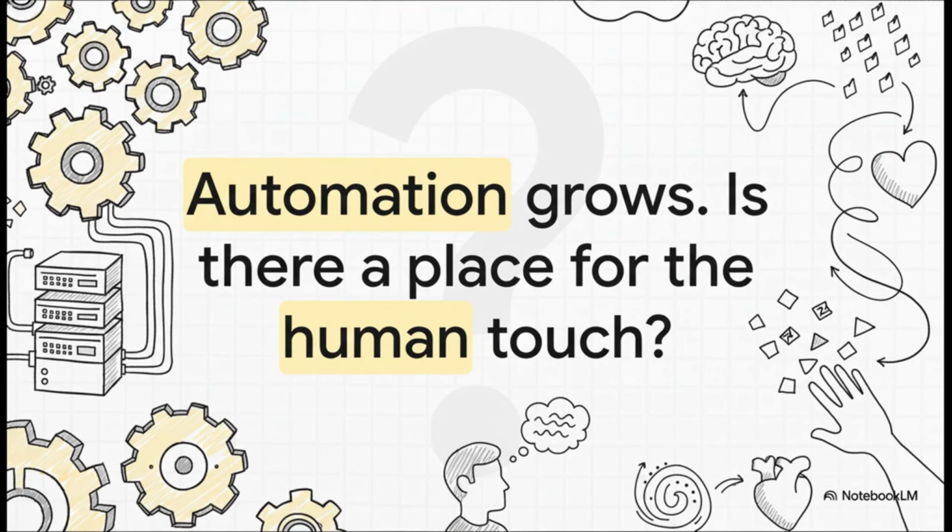So, all of this leaves us with a really interesting question to chew on. As these automated systems get smarter and more powerful, what happens to the human touch? I mean, is there still a place for our judgment, our creativity, in a world where machines can do so much of the heavy lifting? It's definitely something to think about.